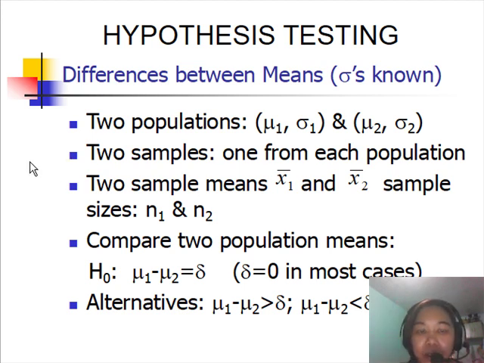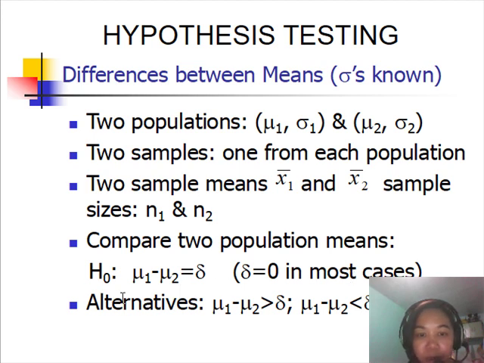It is also expected that the two samples are given, one from each population. Then two sample means, x bar sub 1 and x bar sub 2, and the sample sizes for each population, the n sub 1 and n sub 2. We are referring to these populations as the groups that we are trying to test the differences of its means. Then we compare the two population means.